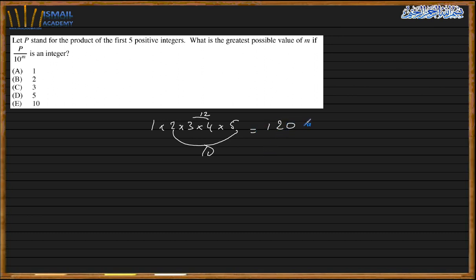So if this is my P, and I divide P by 10 to the M, which M will I choose? As you see, we have only one 0 after the number. So obviously I should have M equal to 1 here. I cannot have 2 because 2 will give me a fraction. So the answer is A.